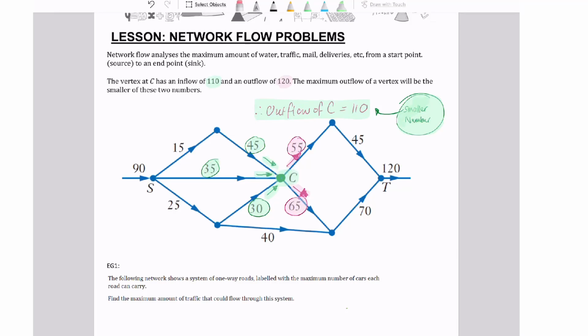Hey guys, I just thought I'd do a video so we can go through this final lesson on the topic. So we're looking at flow problems.